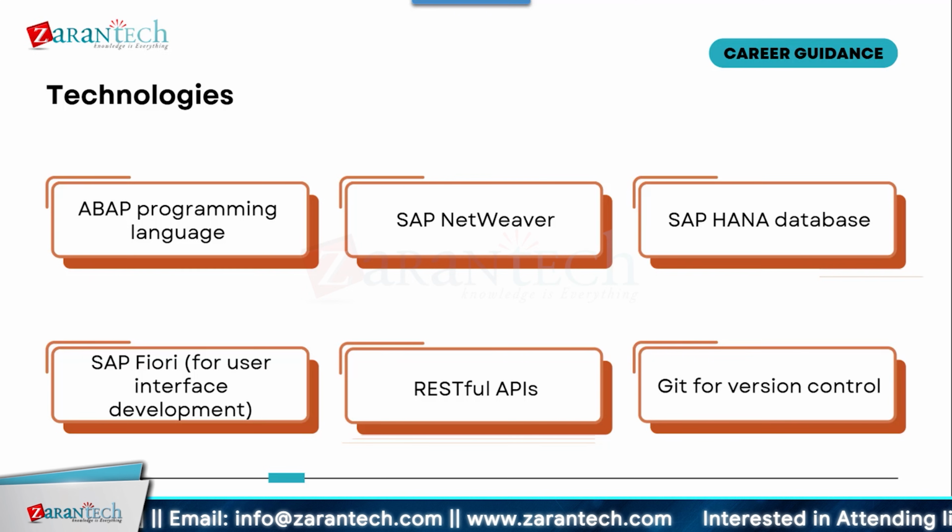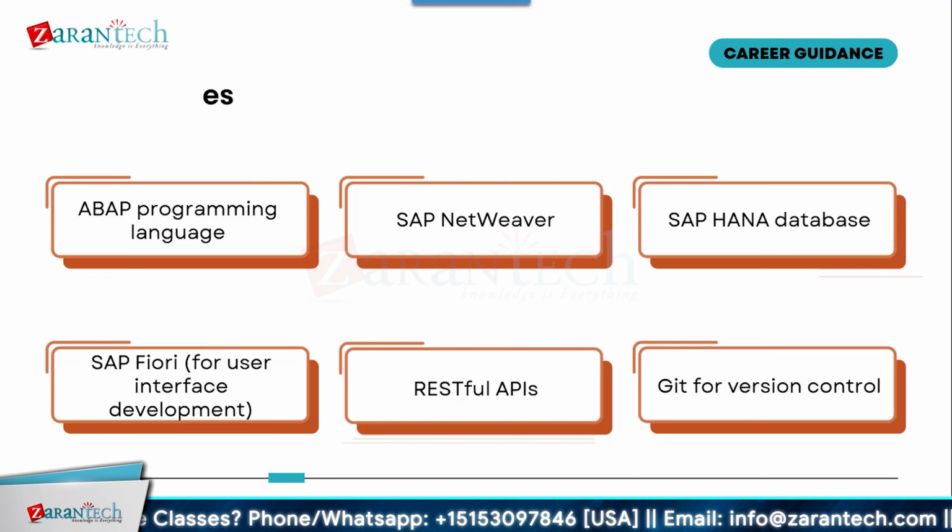We also have RESTful APIs, which enable seamless communication between different systems. And lastly, Git is widely used for version control, basically ensuring smooth collaboration among development teams. So basically, these technologies are essential for the modern SAP environments, helping businesses operate efficiently and more innovatively.